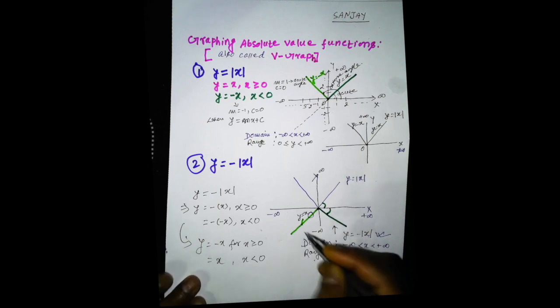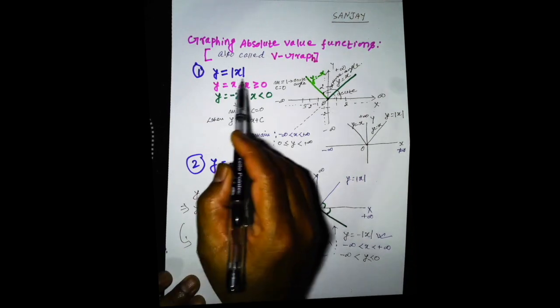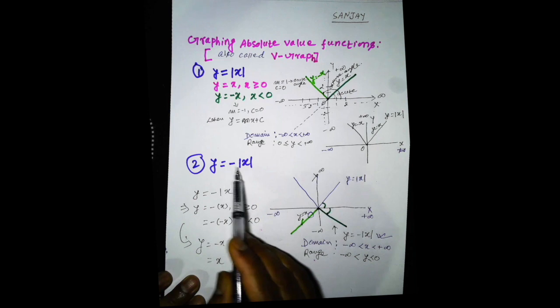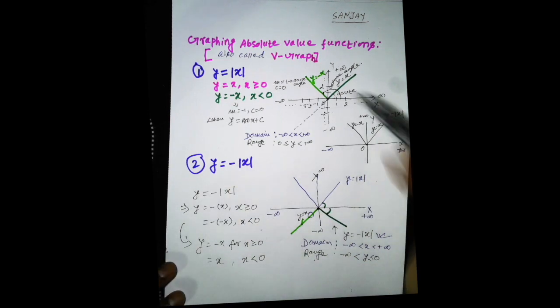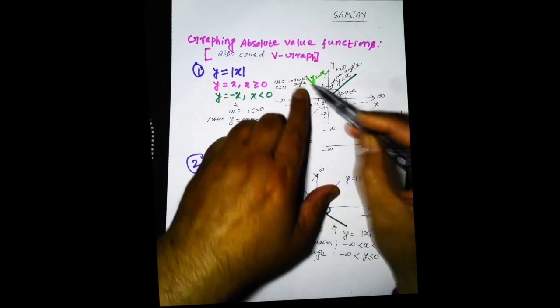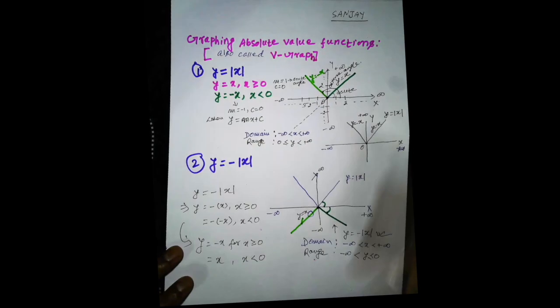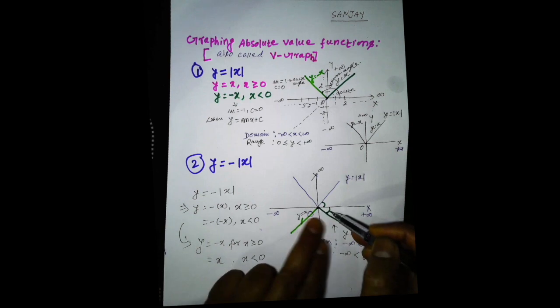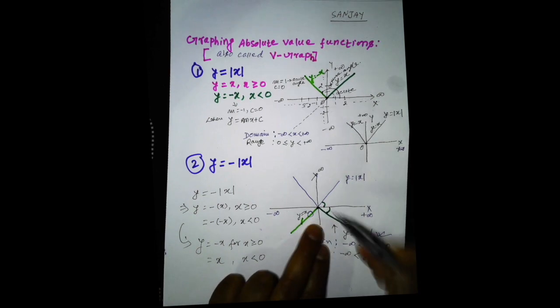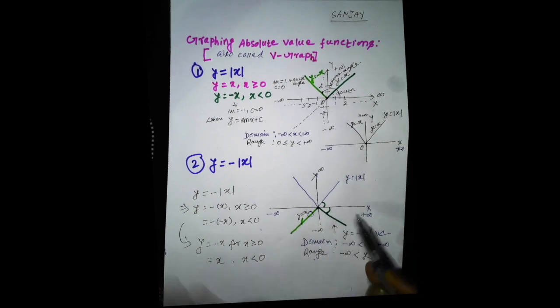All right. So in this way we can draw the graph of the absolute value of x and of negative absolute x. So what is the difference between these two? This graph is a V towards the upside of the x-axis, and this is a V towards the downside of the x-axis. That means this graph has been obtained by reflection of the first graph about the x-axis.